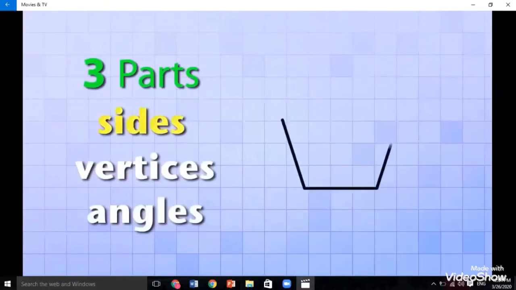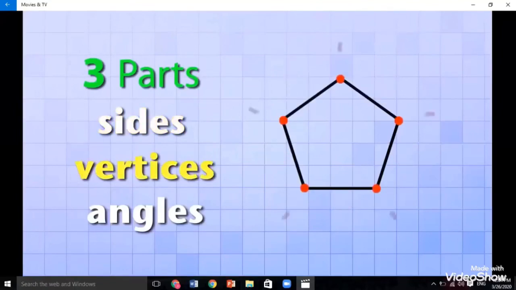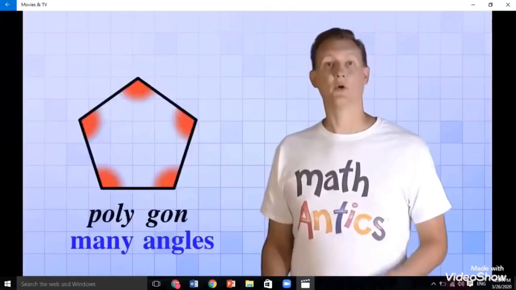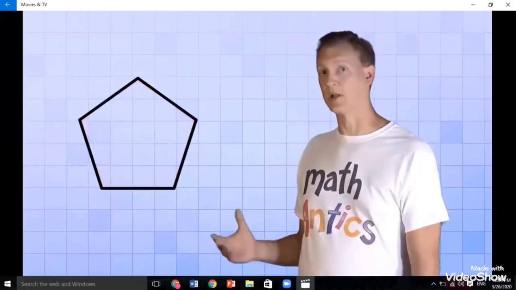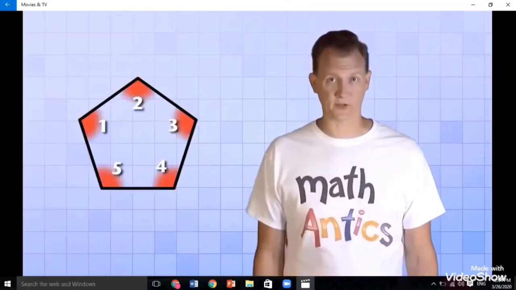The sides are just the straight line segments that make up a polygon. And the vertices are the points where the sides intersect. And the angles are formed by the intersecting lines. In fact, in Greek, the word polygon literally means many angles. So all polygons have sides, vertices, and angles. This polygon here has 5 sides, 5 vertices, and it forms 5 angles.